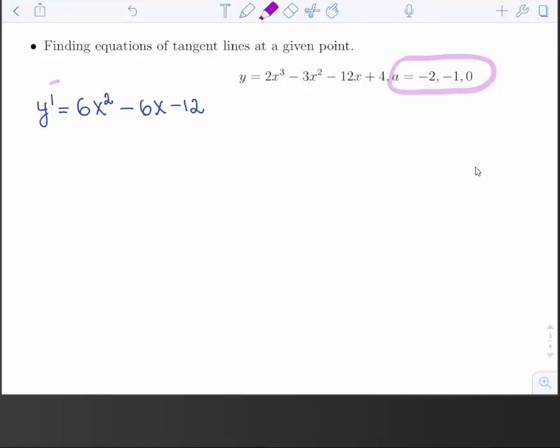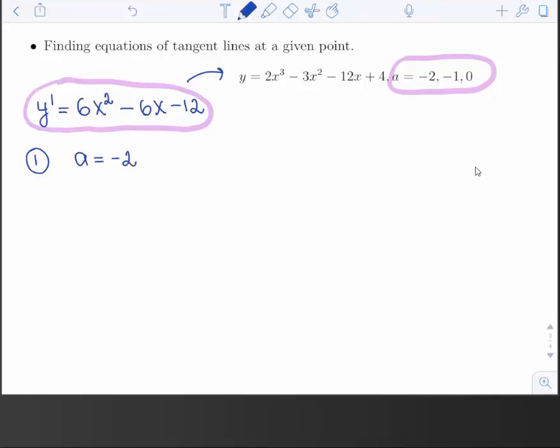This function right here describes the rate of change for the original function y. So the quadratic function tells us the rate of change of the cubic polynomial. Okay, so let's do the first one. A is equal to -2. How would I do this?